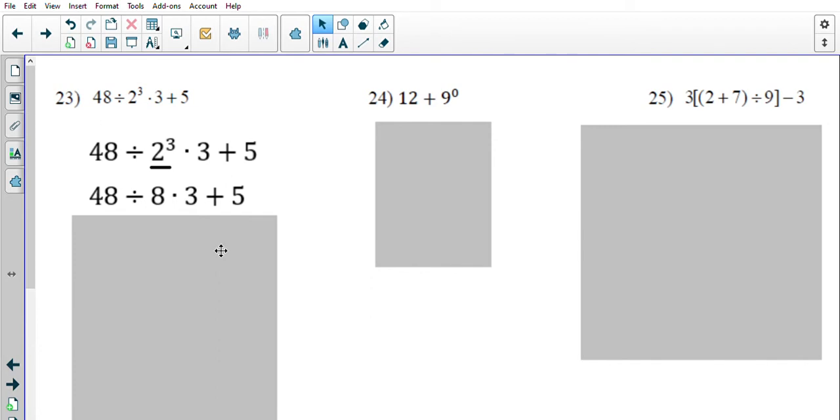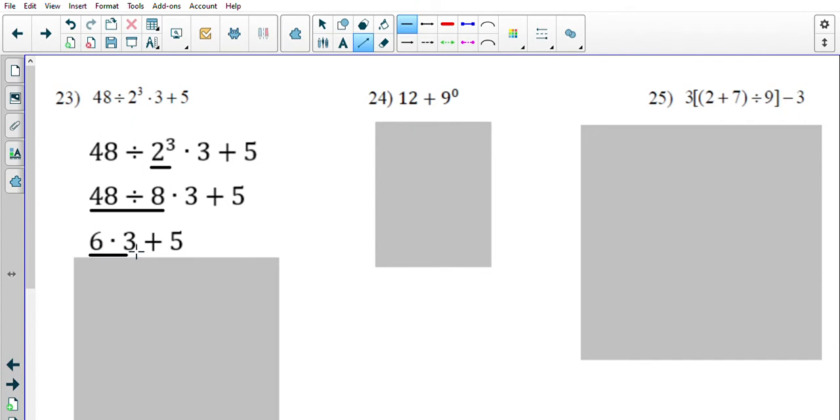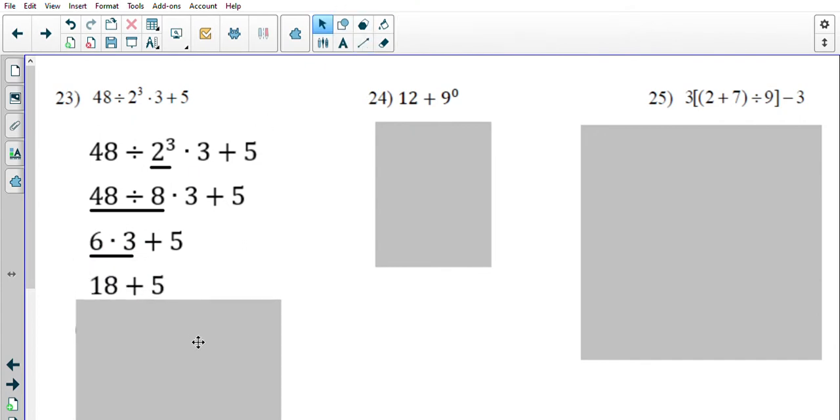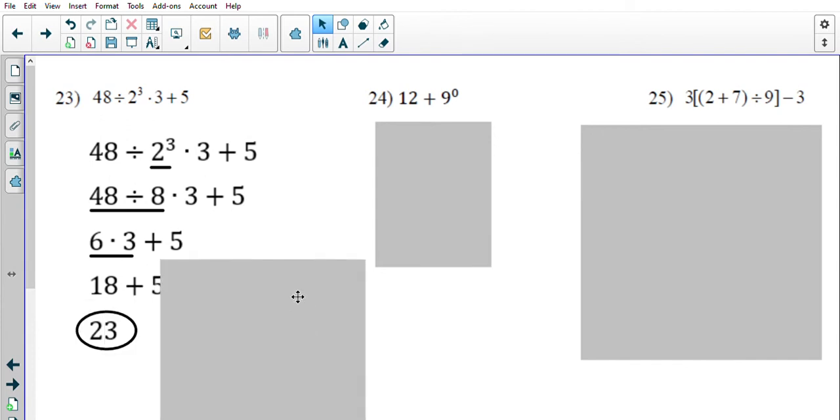Multiplication and division are next. But remember, we work left to right. So let's do 48 divided by 8, not 8 times 3. 48 divided by 8 is 6, so we have 6 times 3 plus 5. Let's go ahead and do 6 times 3 to get 18. Do 18 plus 5. Final solution is 23.